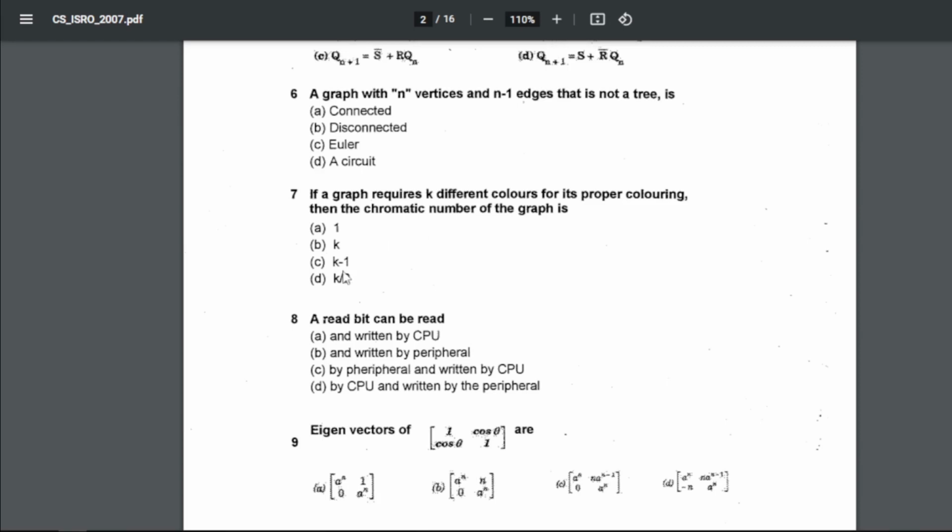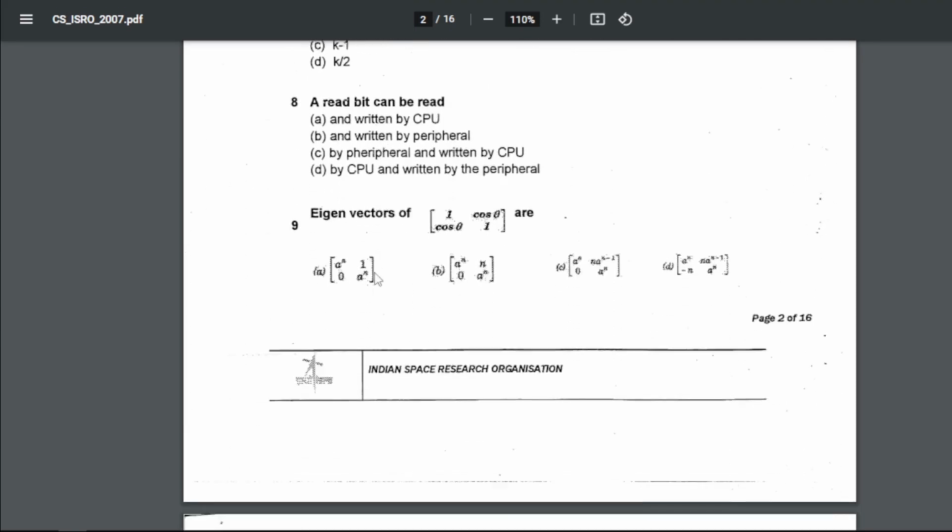Question number 7 is if a graph requires k different colors for its proper coloring, then the chromatic number of the graph is what? So yeah, for that the chromatic number of the graph will be k. Again, the chromatic number of a graph is the smallest number of colors needed to color the vertices so that no two adjacent vertices share the same color. And if a graph requires k different colors for its proper coloring, then k is the chromatic number of the graph.